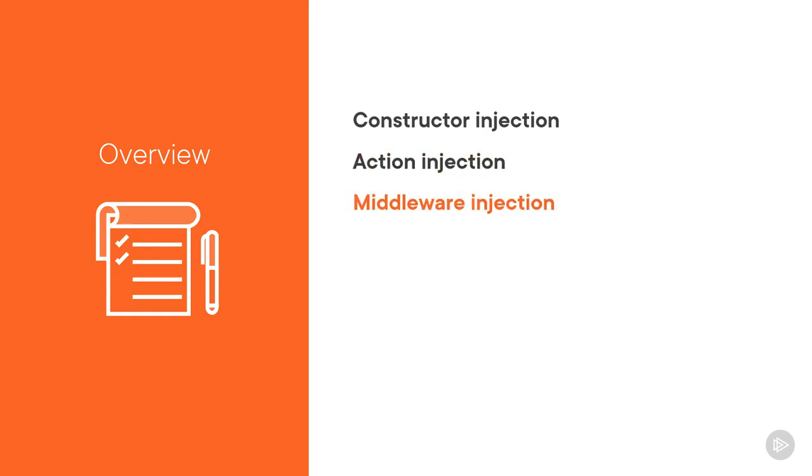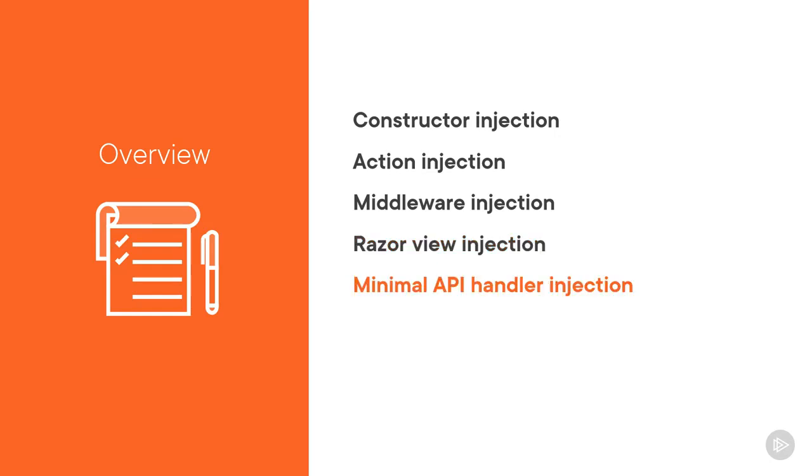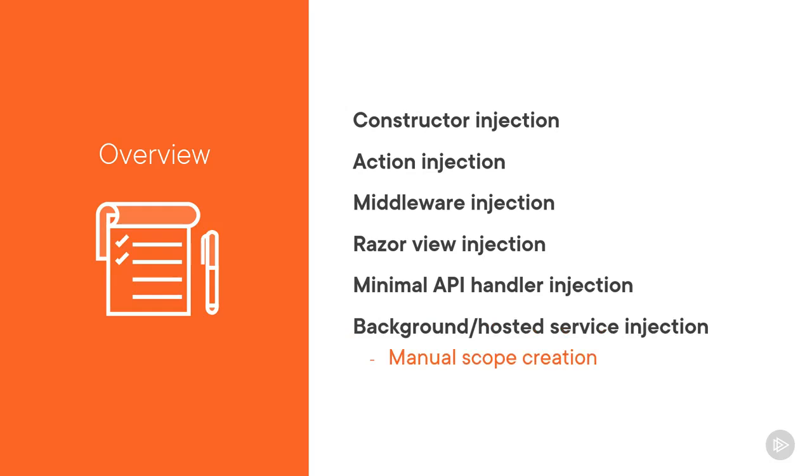We'll learn about the two approaches for injecting services into middleware components, and we'll explore how to inject services directly into Razor views. We'll also learn about injecting services into minimal API handlers and into background or hosted services. This will include understanding how to manually create scopes from which we can resolve services.